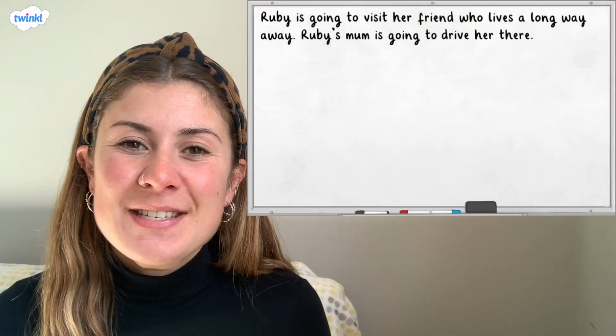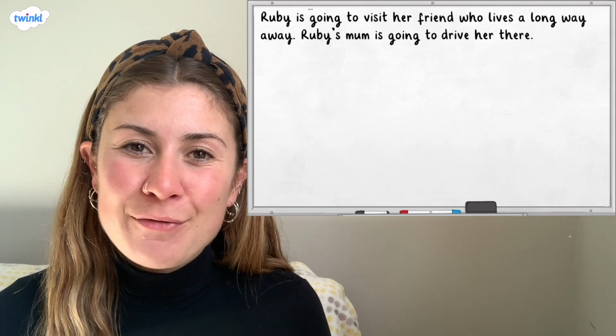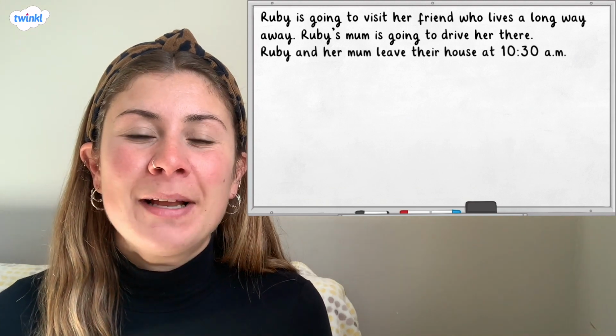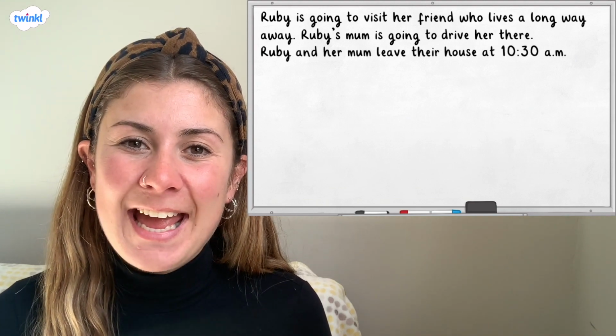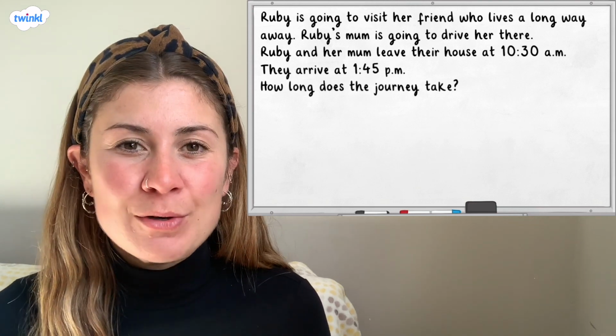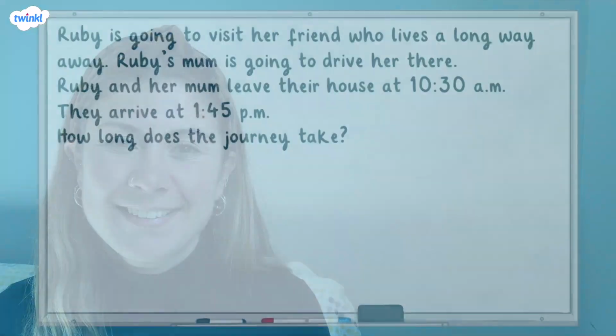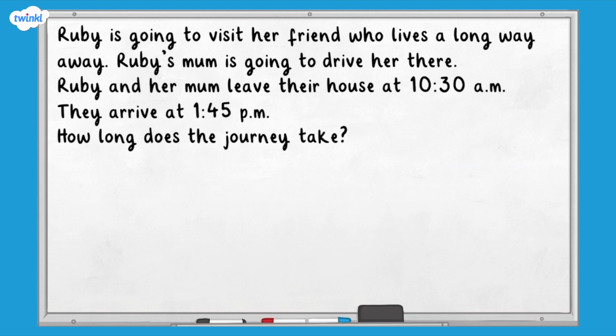Ruby is going to visit her friend who lives a long way away. Ruby's mum is going to drive her there. Ruby and her mum leave the house at 10:30 a.m. They arrive at 1:45 p.m. How long does the journey take? Pause the video here and have a go. Press play again when you're ready to continue.